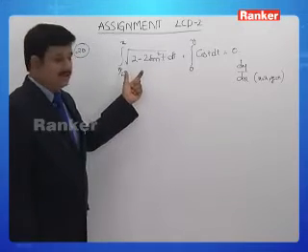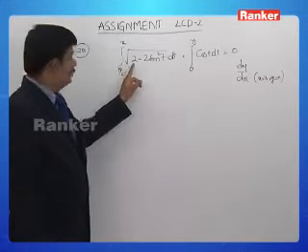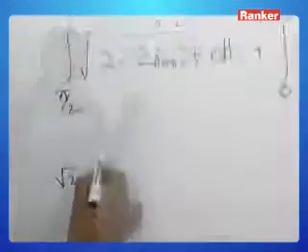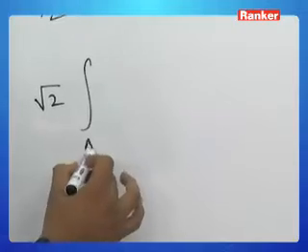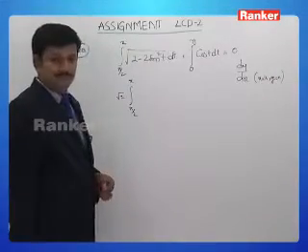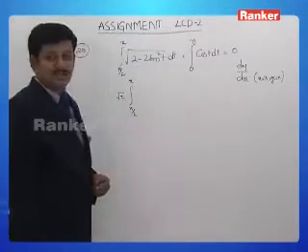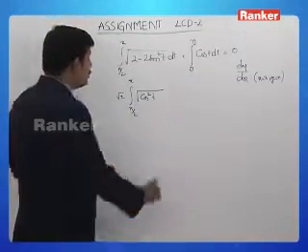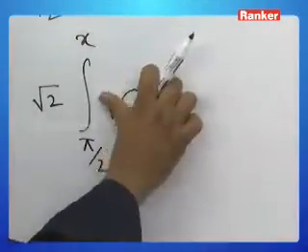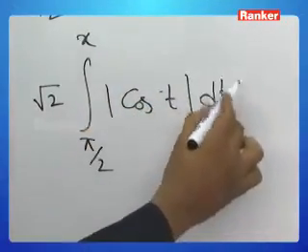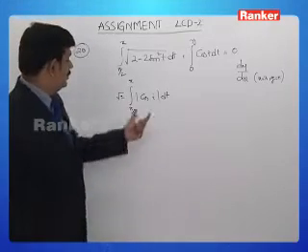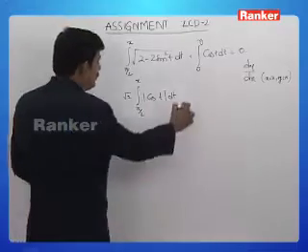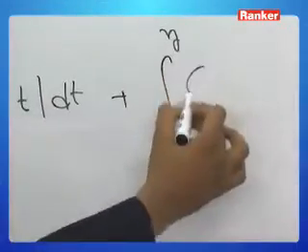Let us understand this function properly. Root over 2 minus 2 sin square t. Root 2 can be taken common. Integral pi by 2 to x, root over 1 minus sin square t is root over cos square t, and root over cos square t is not cos t, it is mod cos t. So we should not forget modulus here. Root over cos square t is mod cos t, not simply cos t, plus integral 0 to y cos t dt.